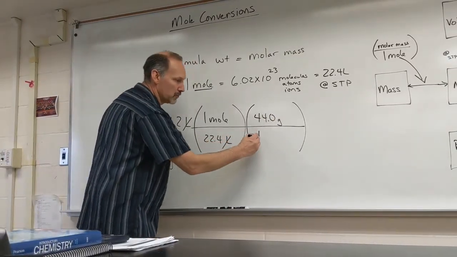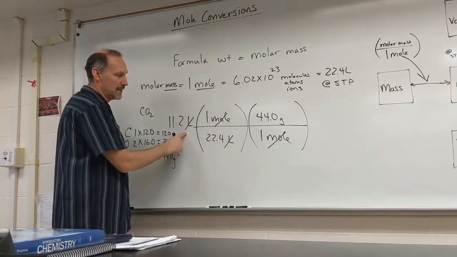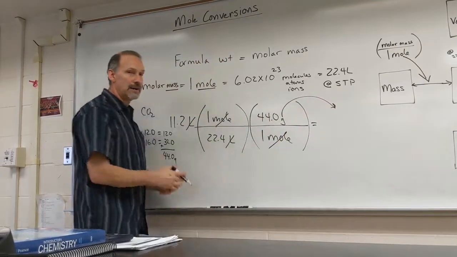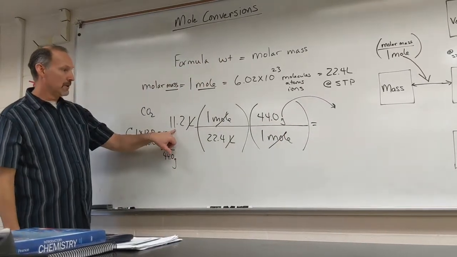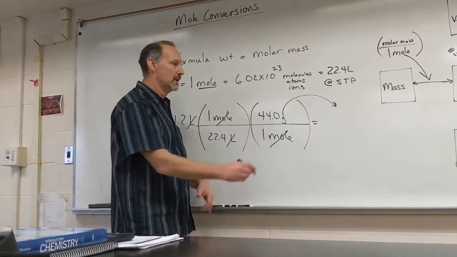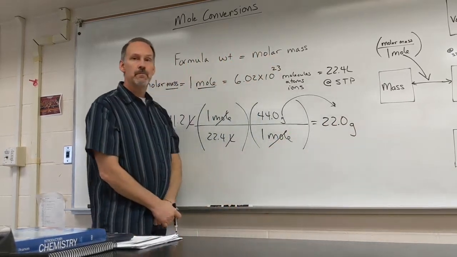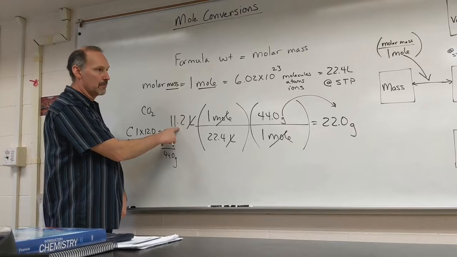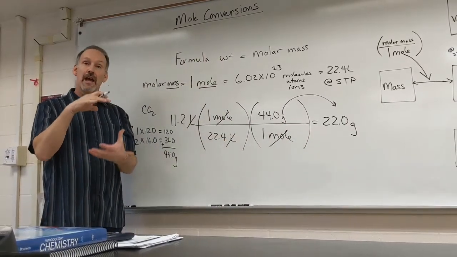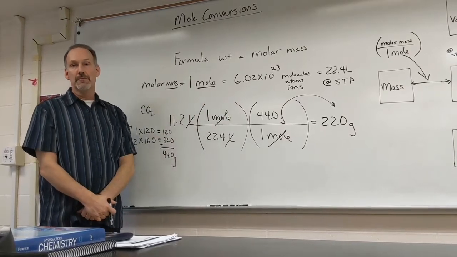The other one was 1 mole. So my moles cancel out, my liters cancel out. I'm going to get a gram answer. That was the goal. And so I just do the math. 11.2 divided by 22.4 is a half. Then a half of 44 is 22, and it would be grams. And so I've changed this liter number now into a gram number. So that container in lab would have an extra weight, because of the carbon dioxide, of 22.0 grams more.